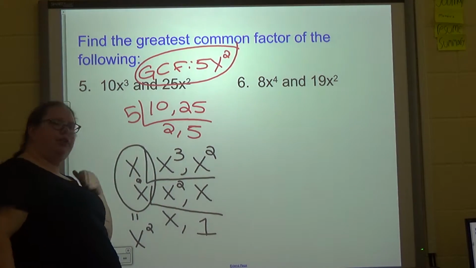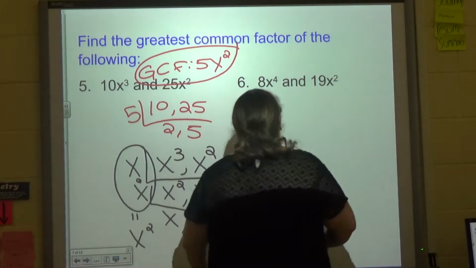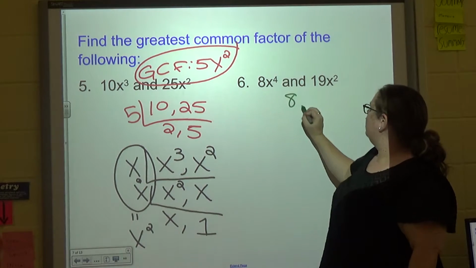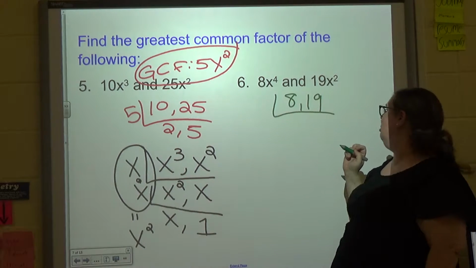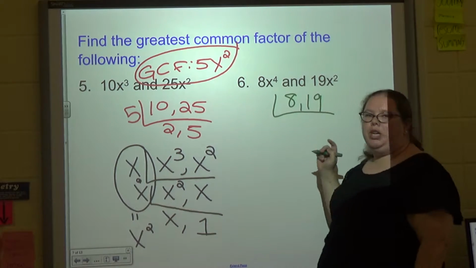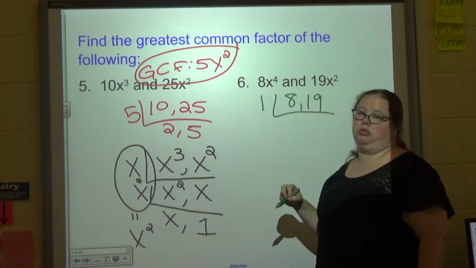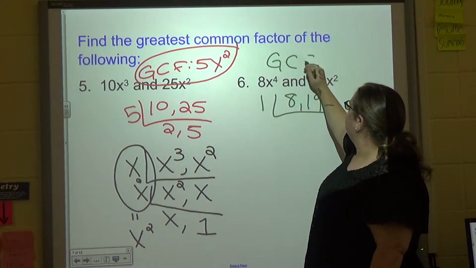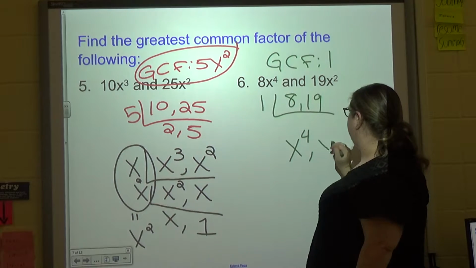Pause the video. See if you can figure out number 6 on your own. Alright, so for number 6, notice I have 8 and 19. The GCF of 8 and 19 is nothing. So what do you think the GCF is if there's nothing? It's a 1. Okay? So my GCF is 1 something. Then we have x to the 4th and x squared.